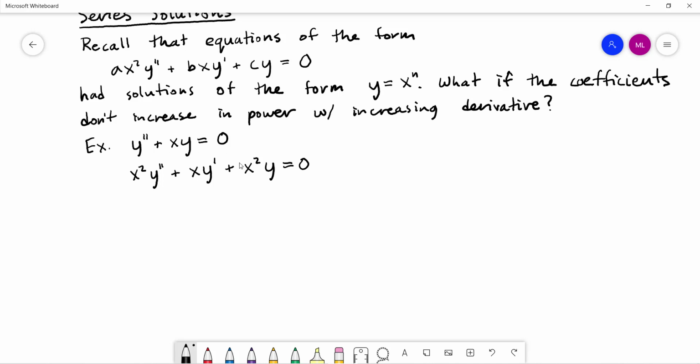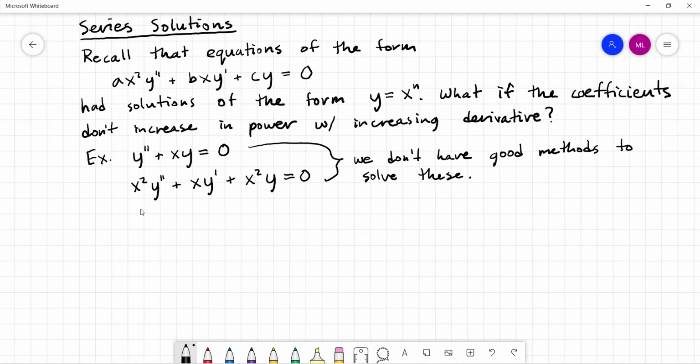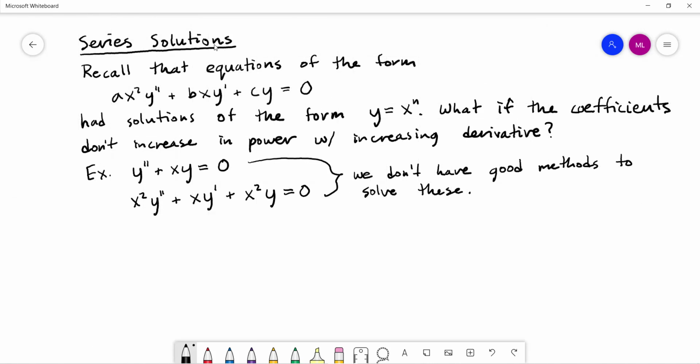So these are examples of the types of problems that we don't have solution methods for. Right now, we don't have good methods to solve these. Well, one approach that we are going to be able to take to solve many of these types of problems is using what we call series solutions.